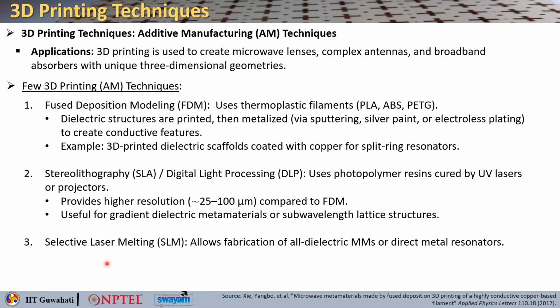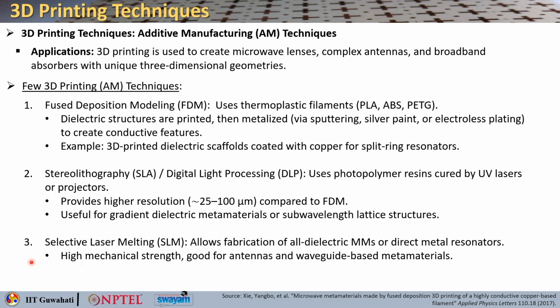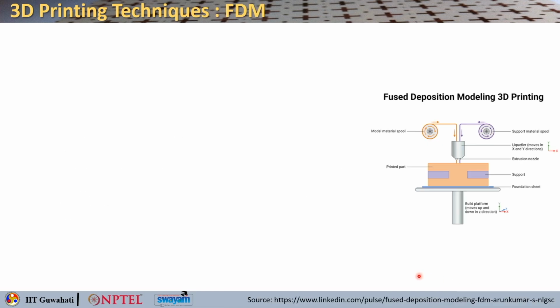The third method is selective laser melting. So, this allows fabrication of all dielectric metamaterials or direct metal resonators. So, high mechanical strength can be achieved. These are good for antennas and also for waveguide based metamaterials. So, we will look into one of these, FDM, first.